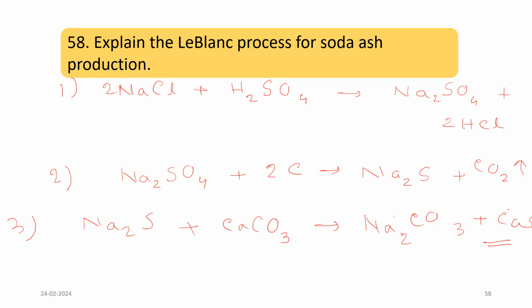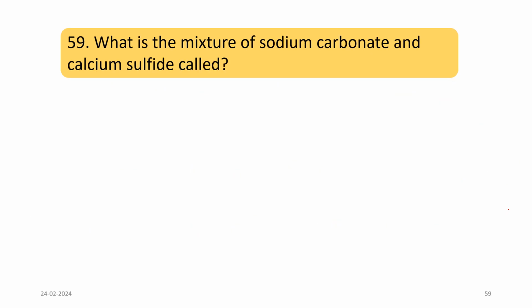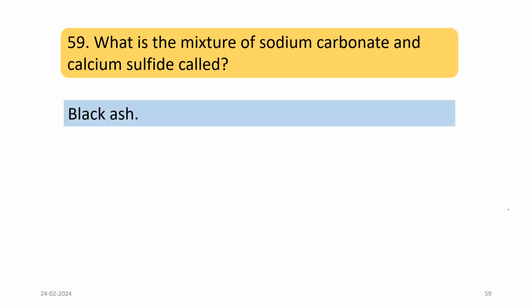Okay, next question is: what is the mixture of sodium carbonate and calcium sulfide called? This is the black ash. Black ash is extracted with water to produce the soda ash. Soda ash means what we need, leaving the CaS part, calcium sulfide, we only need the Na2CO3 part. So from black ash, we remove that calcium sulfide and we get our desired soda ash.